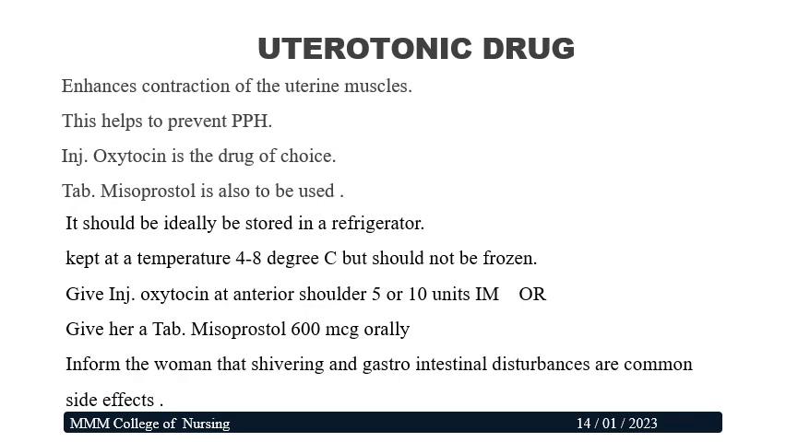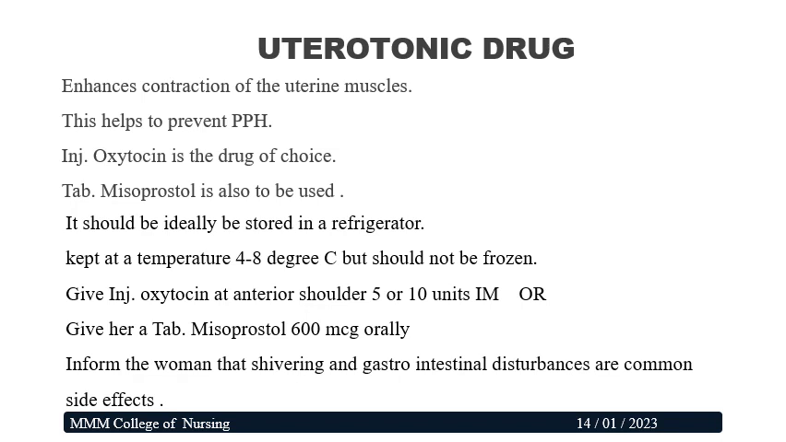Next is the uterotonic drug. We are going to see the 3 components in detail. First is the uterotonic drug. It enhances the contraction of the uterine muscles. It helps in the prevention of PPH, that is postpartum hemorrhage. Injection oxytocin is the drug of choice. Tablet misoprostol can also be used.